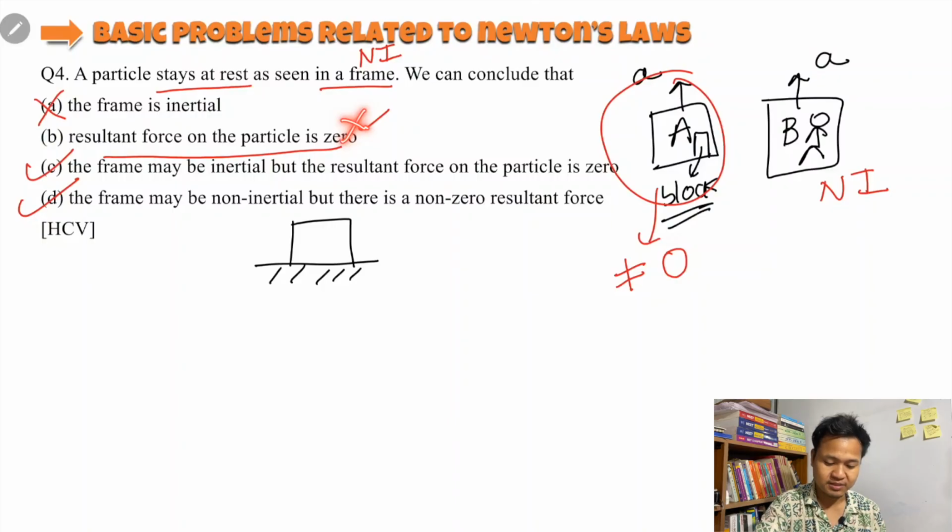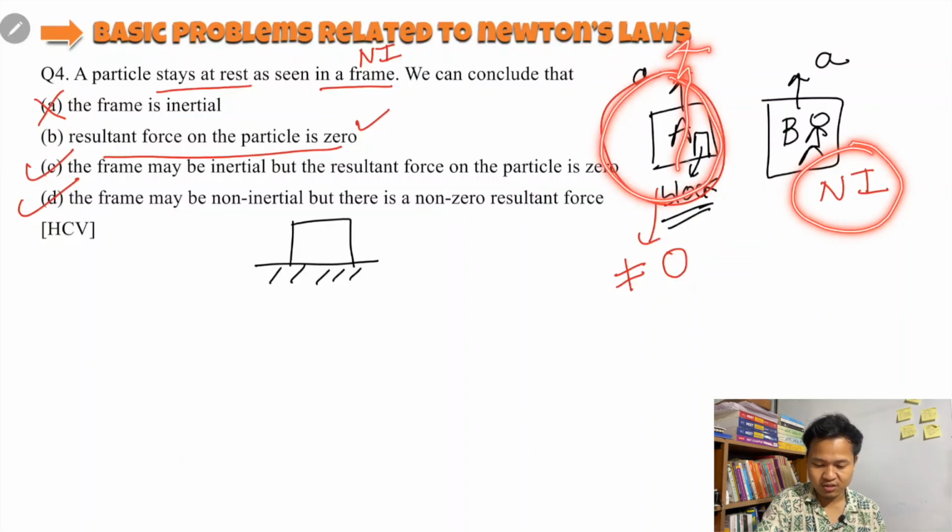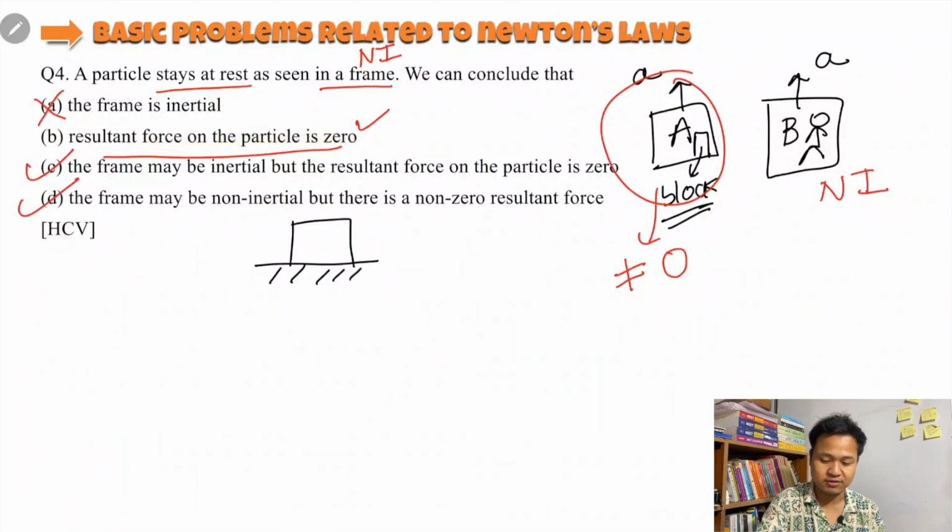In this case, the frame is a non-inertial frame. The lift has a net force, the acceleration A is not equal to 0. Net force is not equal to 0. So if we take the frame as a non-inertial frame, then the resultant on the particle need not be 0. Okay, it may not be 0. So in this case, therefore, the B part is also wrong. Okay, so the answer is C and D.